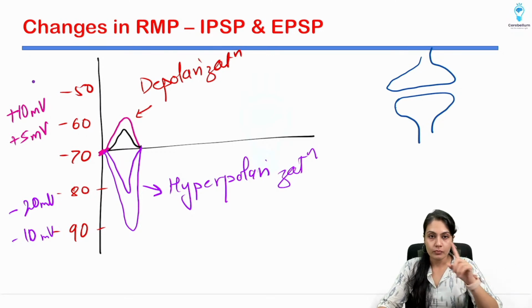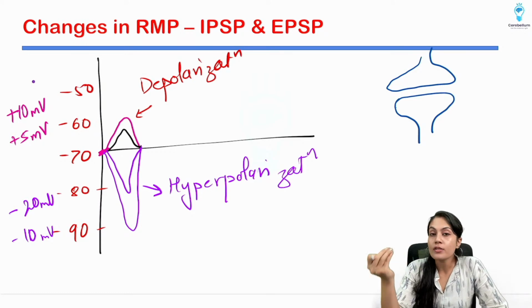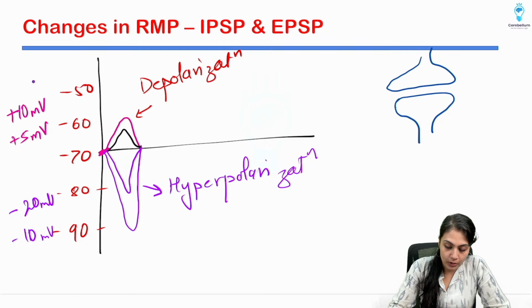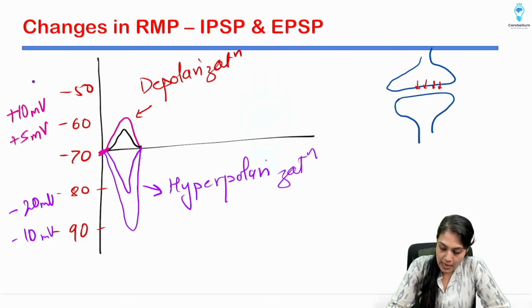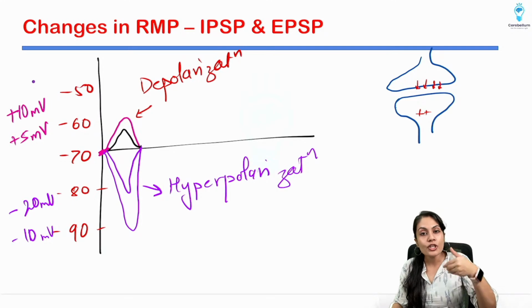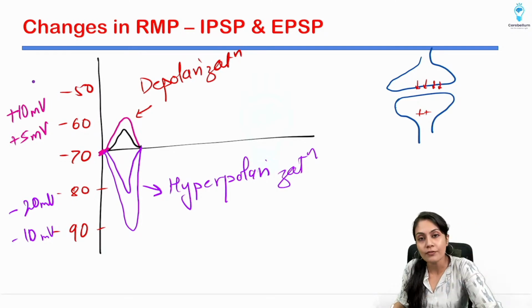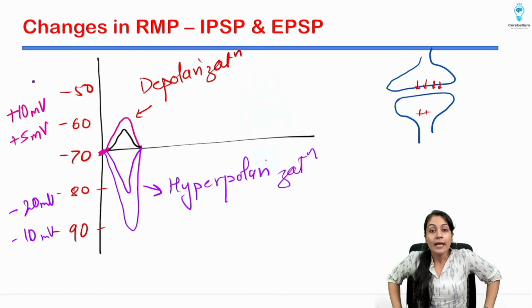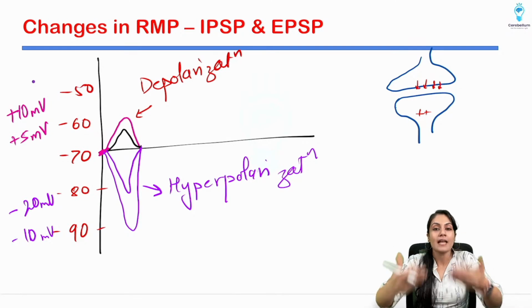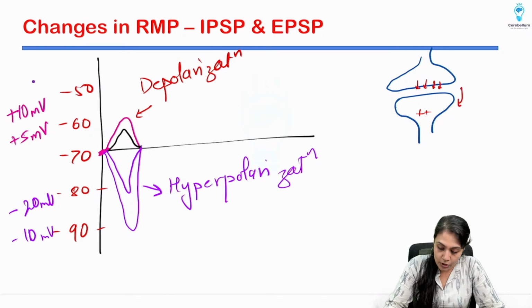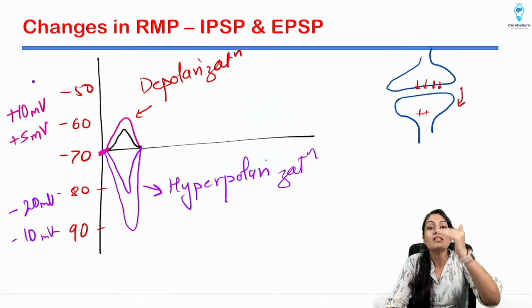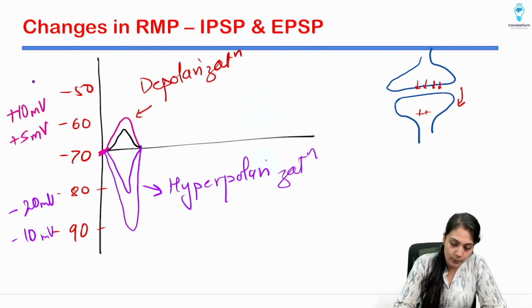Now remember, if the ions are causing depolarization, suppose some neurotransmitter was released from here and this other neuron got stimulated, it got excited. Whatever changes are going to happen, they happen in the second neuron, after the synapse. So whatever changes happen, they happen post-synaptically. That's why we call it excitatory post-synaptic potentials.